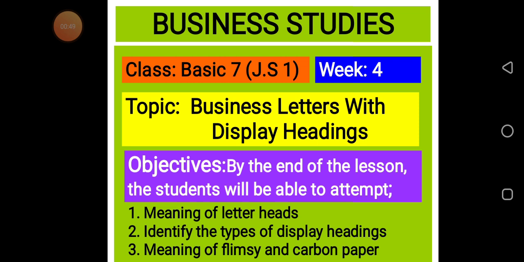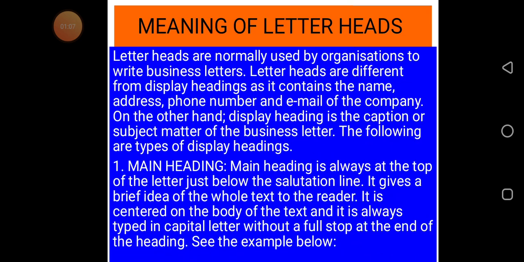By way of objective, by the end of the lesson, the students will be able to attempt knowing the meaning of letterheads, identify the types of display headings, and three, the meaning of flimsy and carbon paper. All right, we'll start with the meaning of letterheads.